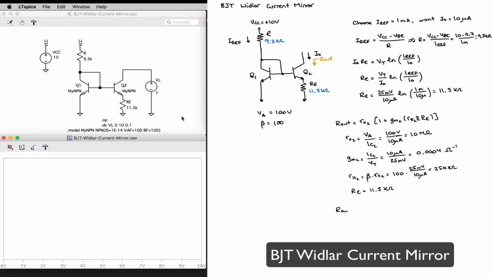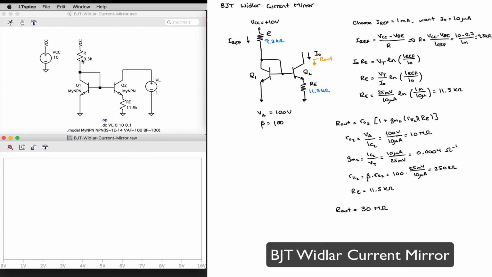So if we enter those numbers, I get R out is equal to in the order of 30 mega ohms. So around 10 times better than the one we calculated for the emitter-degenerated mirror previously. Let's go ahead and run the simulation.